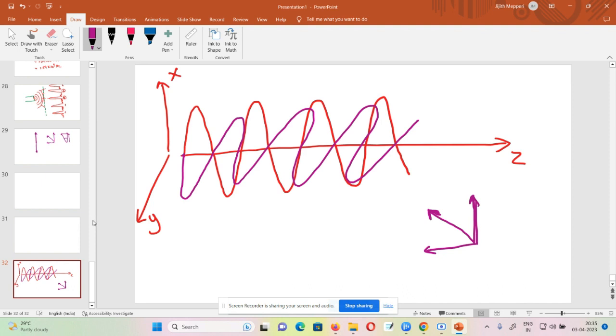So, if we need the maximum intensities, then we have to choose non-polarized beam splitters. And if we want to decrease the intensity, then we will go for polarized beam splitters. If you use a polarizing beam splitter, what will happen? You will not get interference. You will get combined polarization only. You will not at all get any interference.